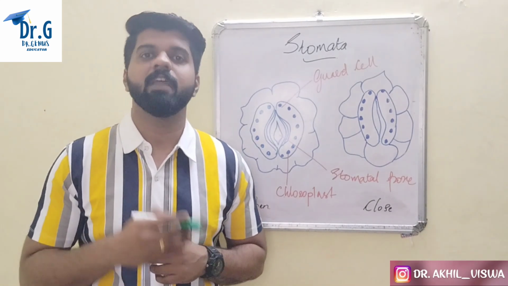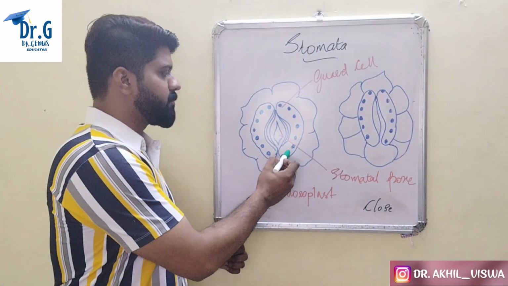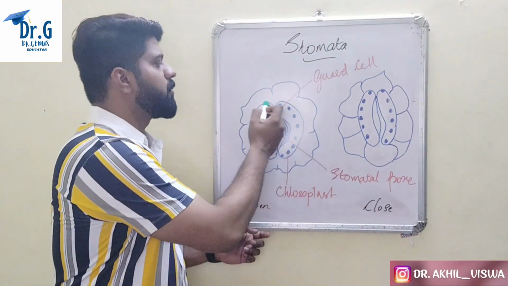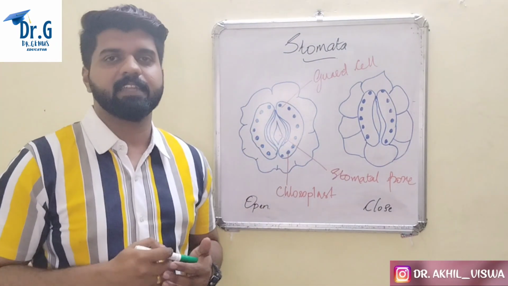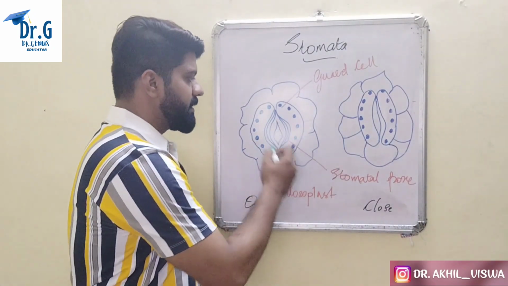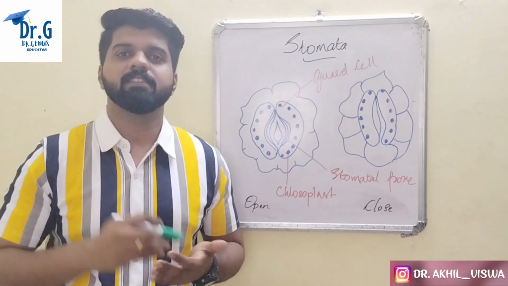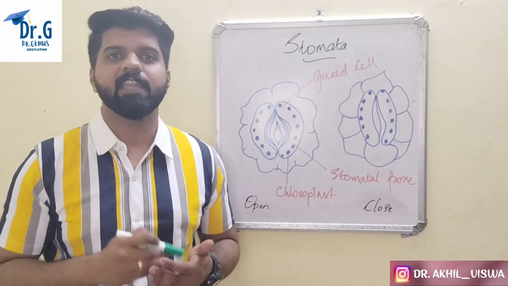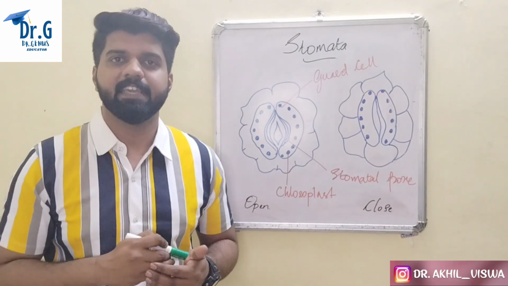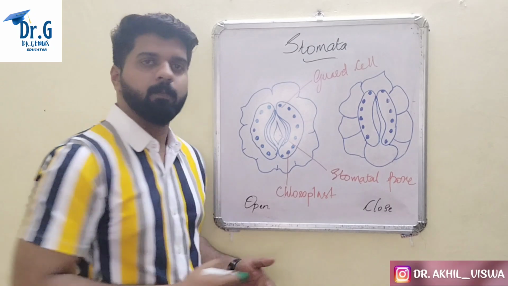So let's discuss stomata. What do you mean by stomata? Here you can see that small green dot. This is called a chloroplast. Chloroplast contains chlorophyll. This is called a stomatal pore. This can be seen on the surface of the leaf. On the surface of the leaf there are tiny pores which help in gaseous exchange. Those tiny pores are called stomatal pores.